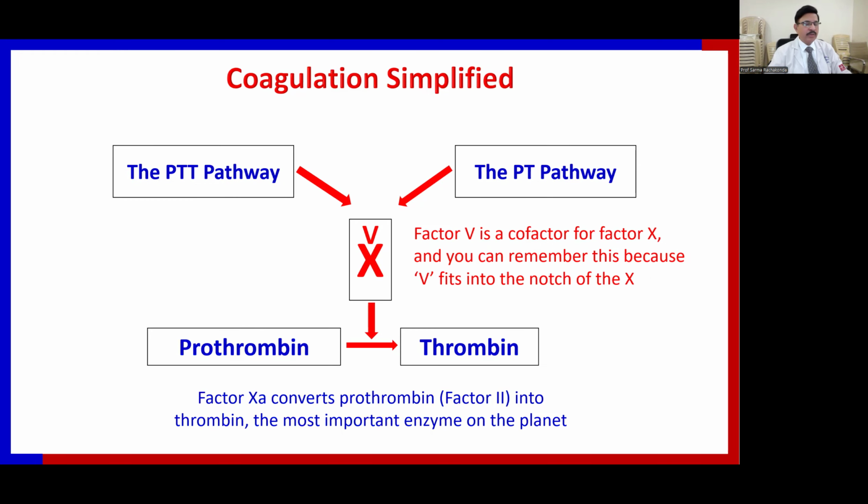Now once this X is activated, prothrombin is attacked and thrombin is formed. So factor 10A converts prothrombin, or factor 2, into thrombin, the most important enzyme on the planet. There is no enzyme more powerful than thrombin. And this itself is a feedback mechanism for the coagulation cascade. The moment thrombin is seen, fibrinogen is split. It becomes fibrin and a mesh is formed.